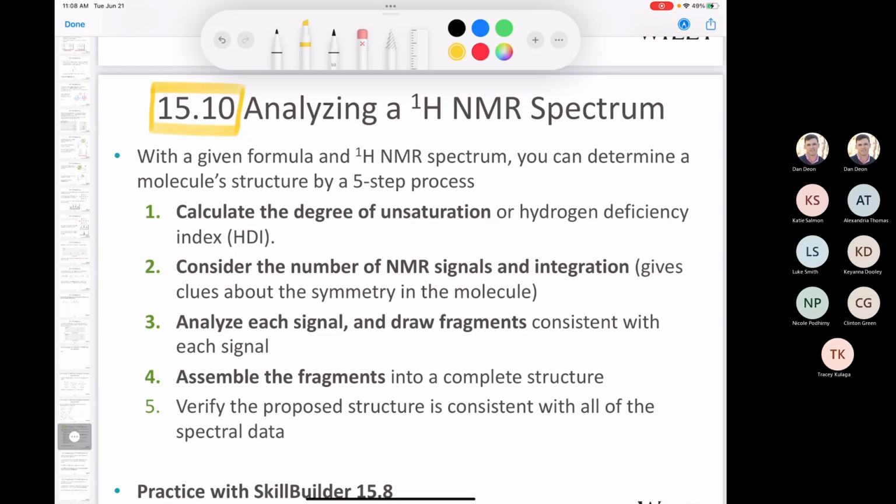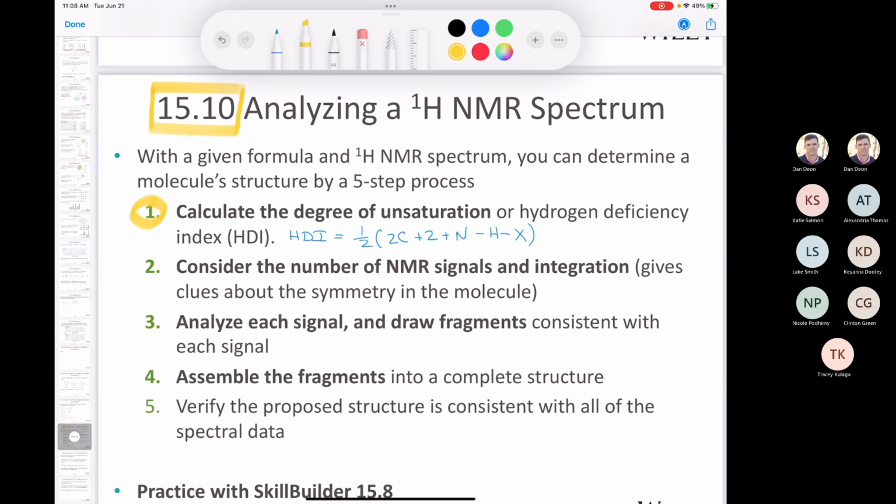First step is that we calculate the HDI. So you're going to need to know the formula for HDI, and we looked at that way back in chapter 14. HDI is equal to 1/2 of 2 times the number of carbons plus 2 plus the number of nitrogens, subtract the number of hydrogens, and subtract the number of halogens. And remember, if you have an HDI of 1, that would mean that you either have a pi bond or a ring, and so on and so forth.